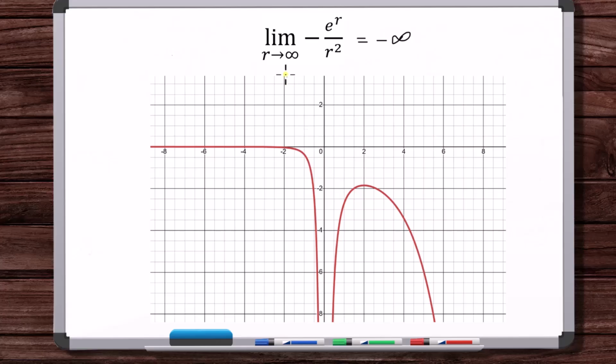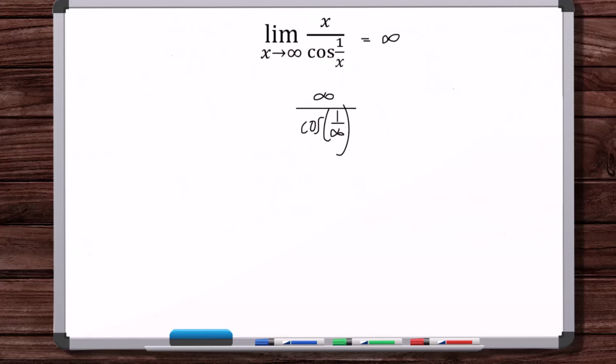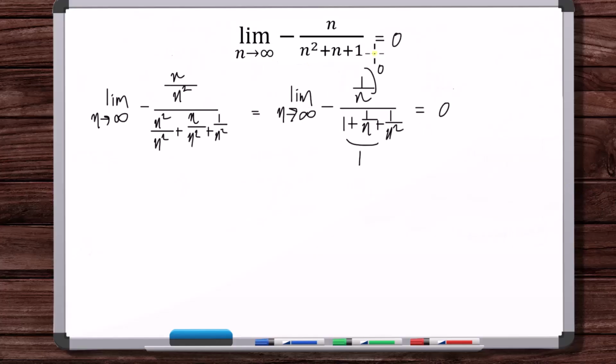So again, as the input gets bigger and bigger in positive magnitude, the output's going to get bigger and bigger and bigger in negative magnitude. So this is an infinite limit at infinity, right? Let's see, here is an infinite limit at infinity, and here's a limit at infinity in which the limit existed. So this is a horizontal asymptote problem.